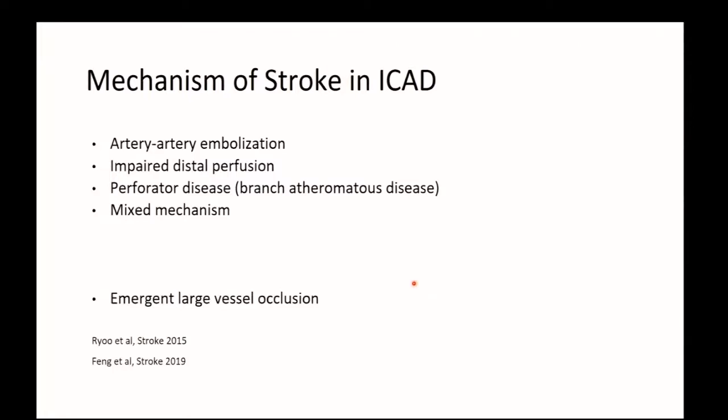And the third mechanism is unique to intracranial arteries. We don't have this in extracranial arteries: perforator disease. Some people call it branch atheromatous disease. And this is when the ICAD will encroach on the ostium of a perforator artery. Don't forget we have all these perforators coming from the basilar, from the MCA, from the PCA.